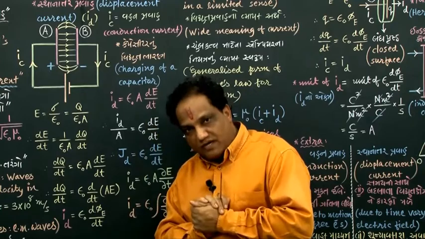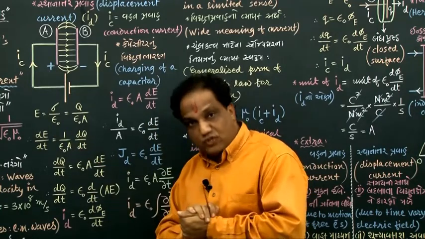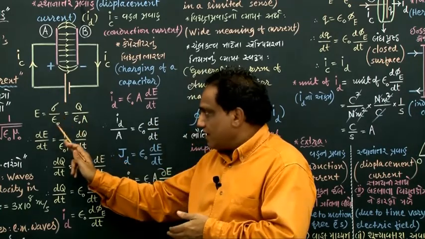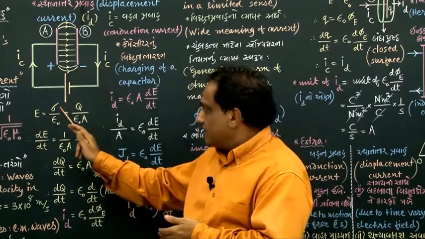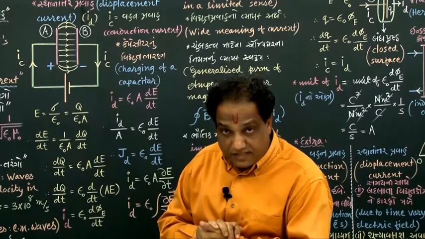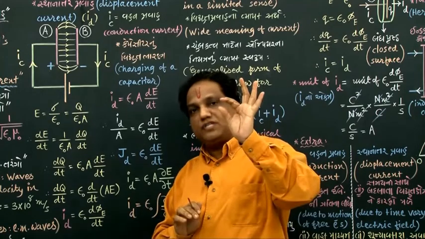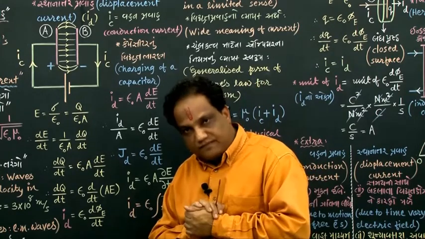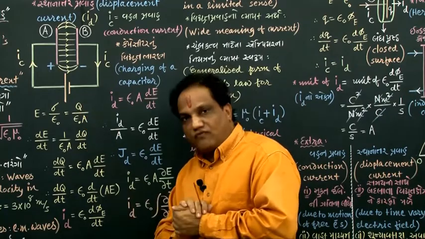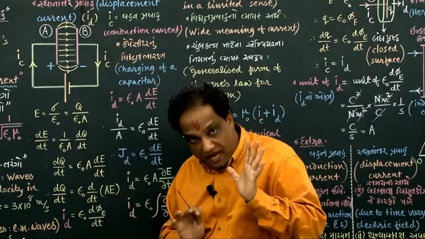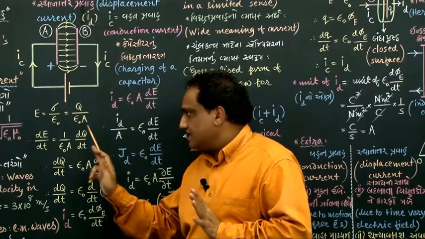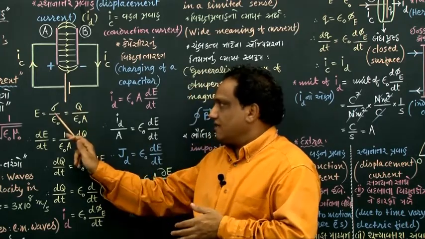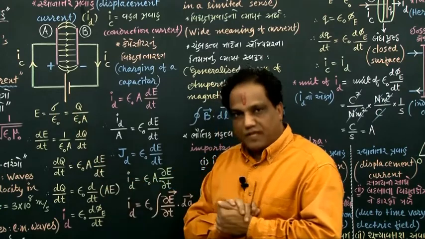You know that formula: capital E equals sigma upon epsilon 0. What is sigma? Surface charge density, that is total charge upon total area. Suppose the total charge on one plate at one point of time is Q, and the surface area of that plate is A. So sigma is Q by A.